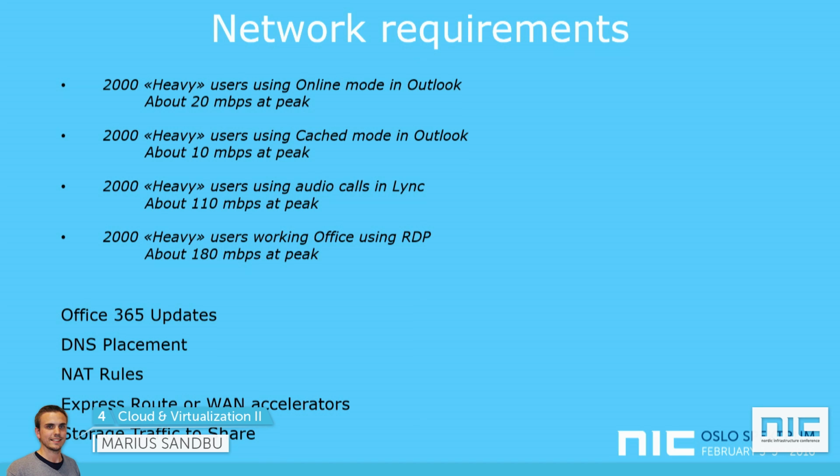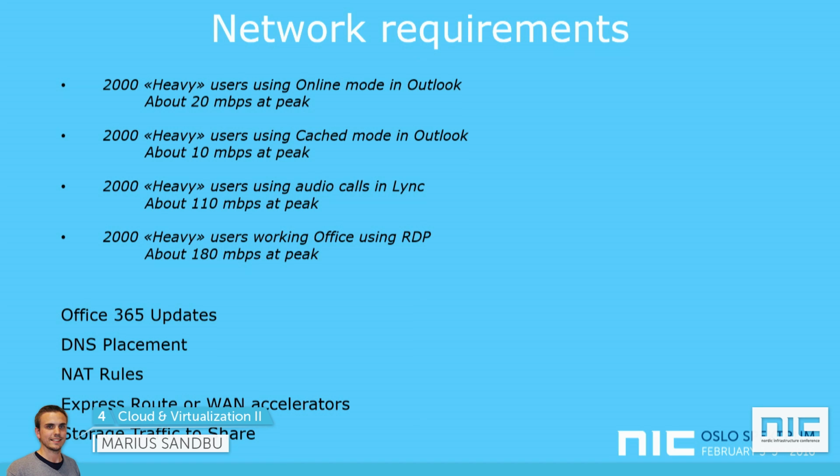We also need to think about NAT rules. What I mean by that is if we have one or more public IP addresses used in a NAT configuration from our servers, you can only have about 5,000 active connections in Outlook on a single IP address, if you have NAT enabled. So you need to think about the required public IP addresses if you want to deploy Office 365 for a lot of users.